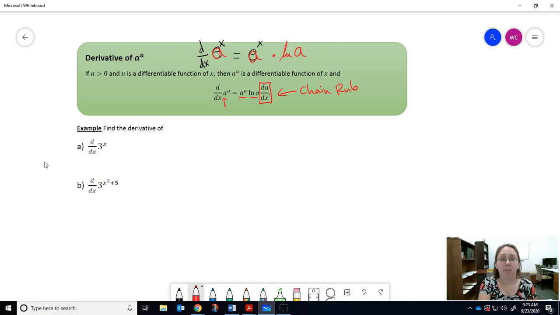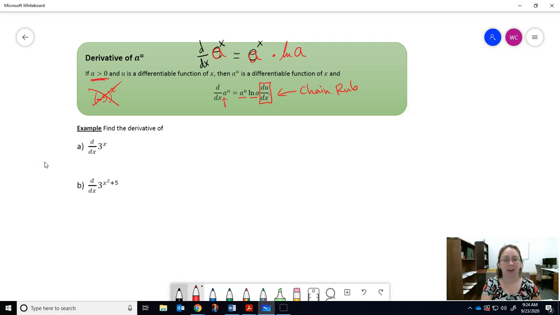Okay, there are a couple conditions. Your number in the base has to be positive. Requirement. So if I had negative 5 to the x, this we cannot do. Negative 5 to the x, we cannot take the derivative of using this rule. u has to be differentiable. If you can't take the derivative, then you can't do the du dx. As long as a is positive and u is a function you can take the derivative of, then a to the u is a differentiable function, and this is the formula.